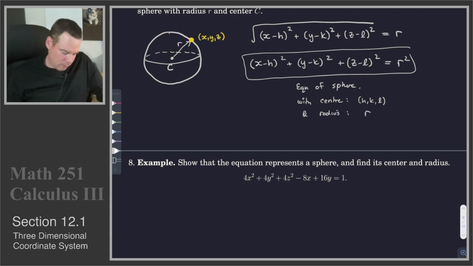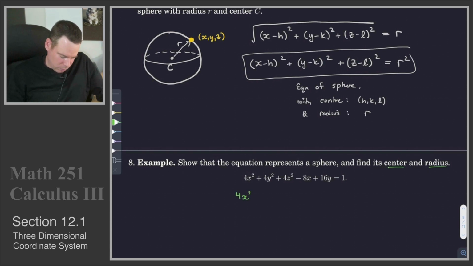So let's go ahead and look at an example where we've got an equation and we need to recognize that it actually describes a sphere. So show that this equation defines a sphere, and then we need to find its center and its radius. In other words, we're thinking we've got the set of all points x, y, and z that satisfy this equation. What do the set of all such points look like? It's going to consist of a sphere, and we're going to need to find the center and the radius. So how do we do this?